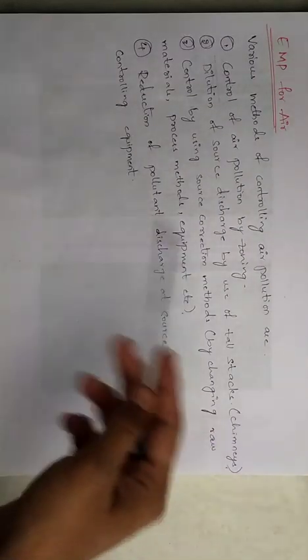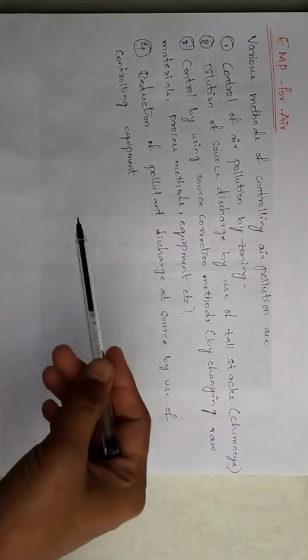Guys, in today's video we are going to see about the environmental management plan for air. So we have different plans for air, water, and land as well, and we'll discuss each one in each video. In this video we will see EMP for air, and these are the four methods which we use for the environmental management plan for reducing air pollution. Let's see each one in detail now.